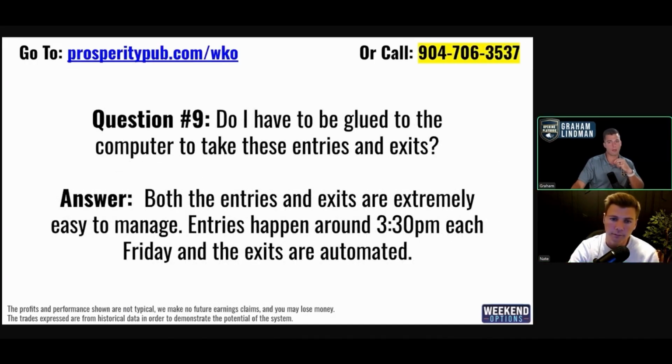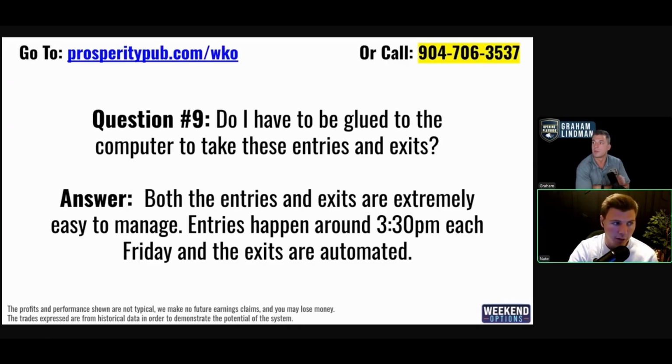Awesome. Do I have to be glued to the computer to take these entries and exits? Honestly, probably about the easiest strategy there is to manage because the entries are going to come right at the same time every week, right? 3 to 3:30. I should say probably 2:45 to 3:10 would be a better range. So right at the end of the day, you kind of know exactly when it's going to come out. And then the exits, you don't have to do anything. You literally set them up as soon as we enter the trade, and there's no requirement, no extra steps needed for the exit. So pretty darn simple, in my opinion, to manage any of these weekend option opportunities.